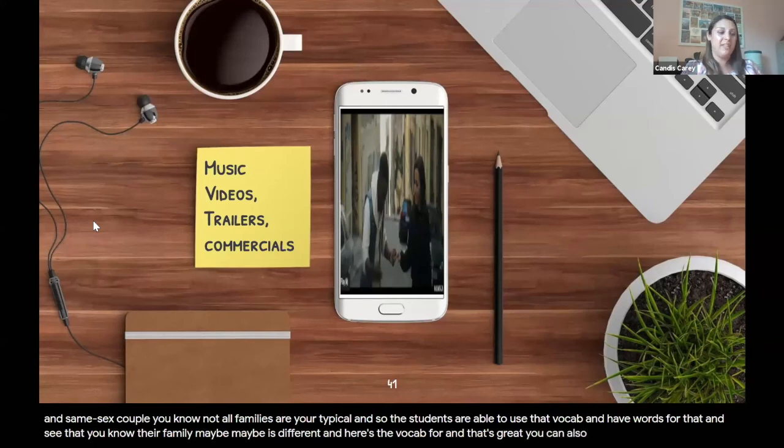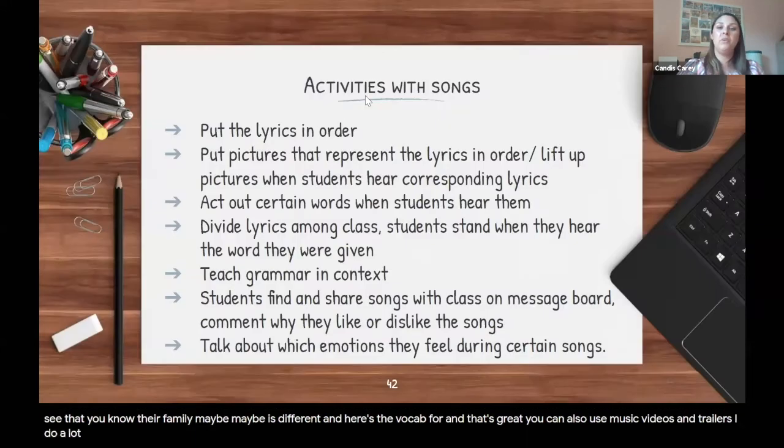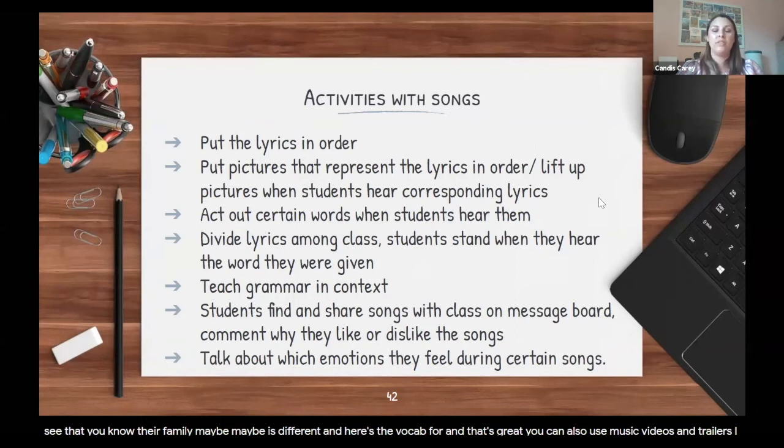You can also use music, videos, and trailers. I do a lot with music. Put lyrics in order. You can have pictures that the students put in order, or they have to lift up the pictures when they correspond with the lyrics. Students can act out certain words when they hear them. Again, this might be just a fun brain break or warm up. It doesn't always have to be so serious. Divide the lyrics and have students stand up when they hear certain words.